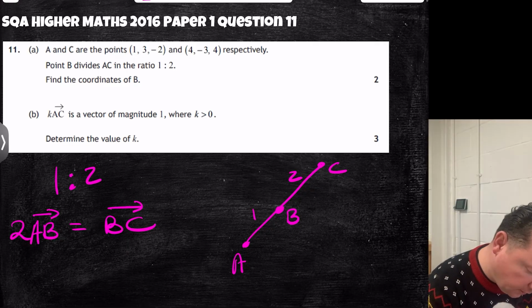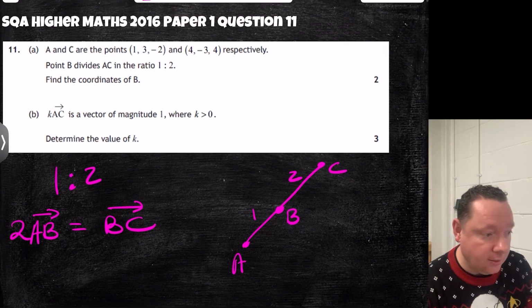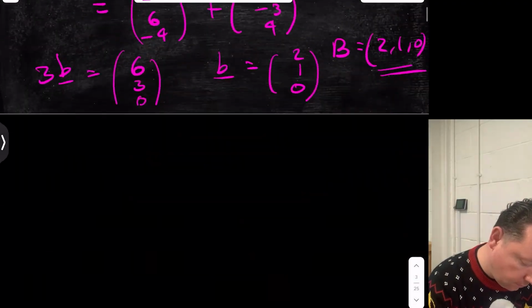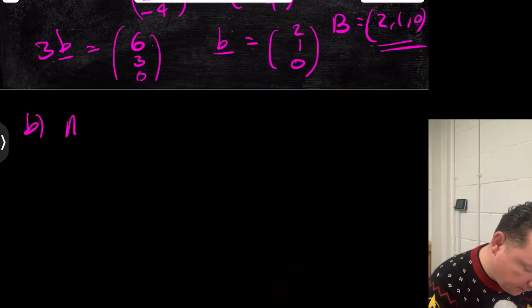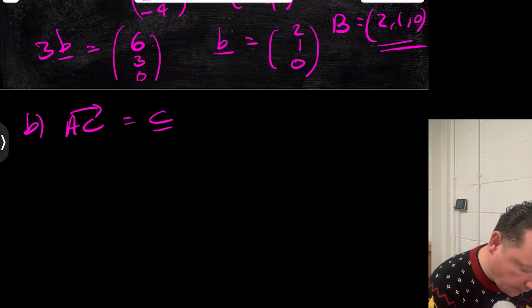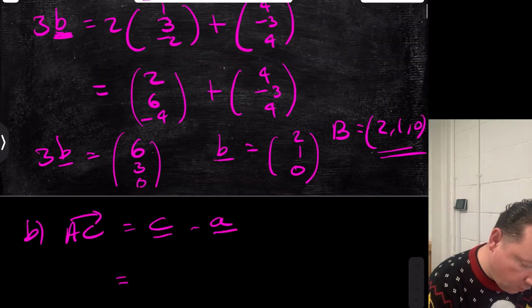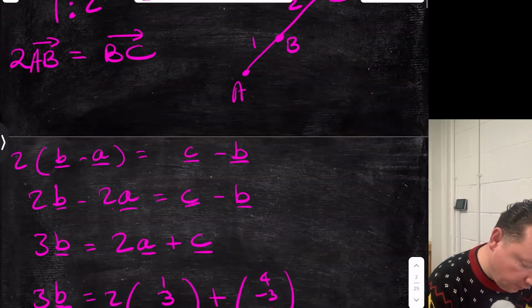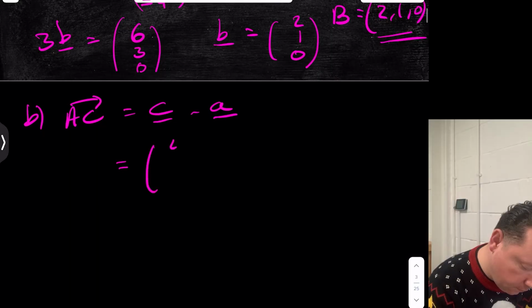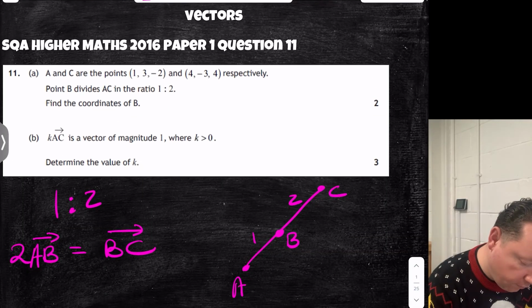So we already know AC, we can work out AC. So for part B, AC is C minus A. That equals 4, minus 3, 4, take away 1, 3, minus 2.